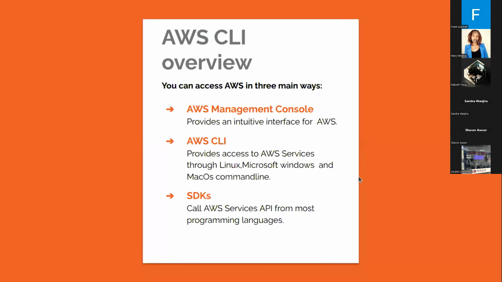Okay, so for AWS, we can access it through three main ways. The first one is the AWS Management Console, which provides an intuitive interface for AWS. We have the SDKs, where we call the AWS service API from most programming languages, and our main focus, the AWS CLI, which provides access to AWS services through the Linux, Microsoft Windows, and Macintosh command line.